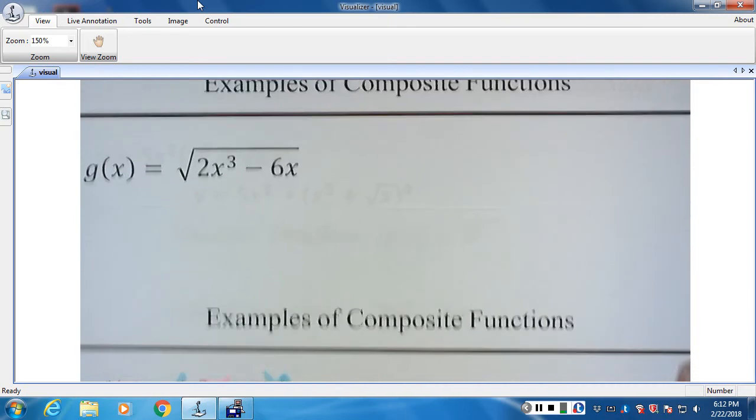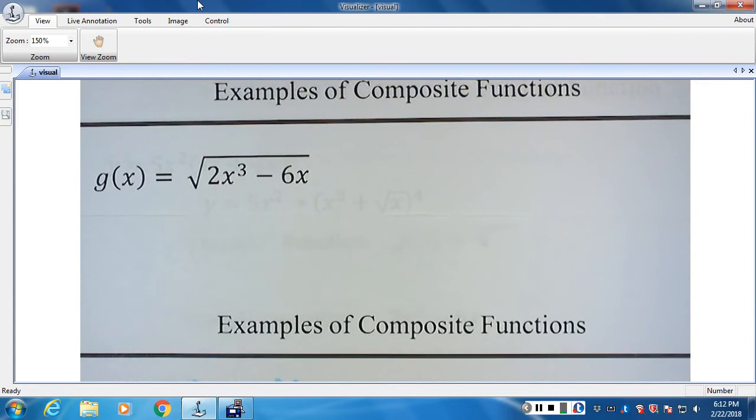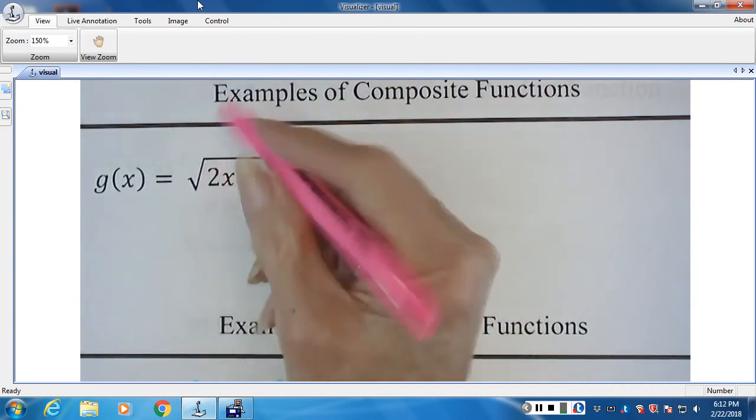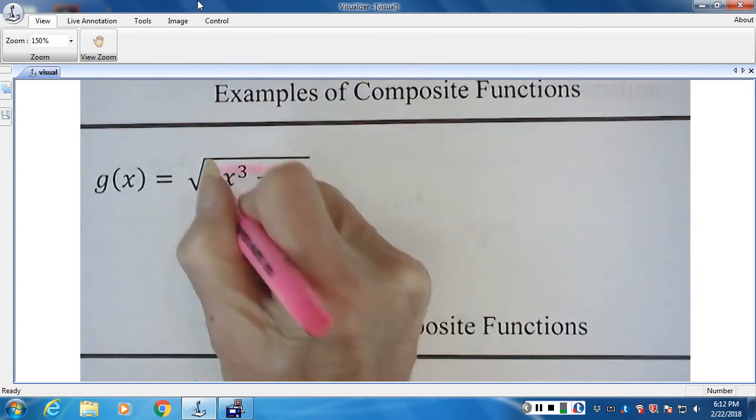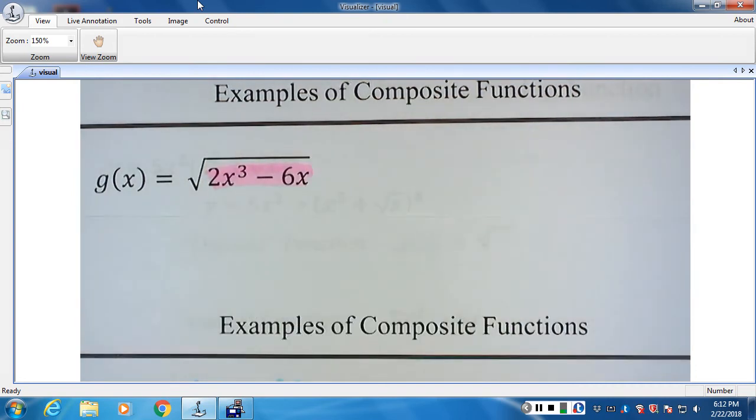So here is a composite function. What would you think the inside function is for this function? Yeah, it'd be 2x cubed minus 6x because it's inside the radical. Okay? It's inside the radical. So the inside function is this. And then, of course, the outside function is the radical.